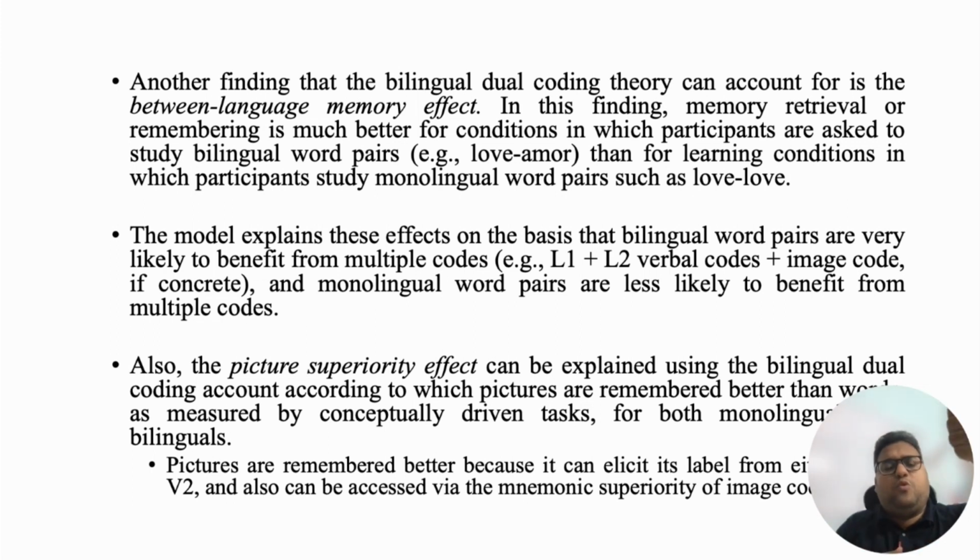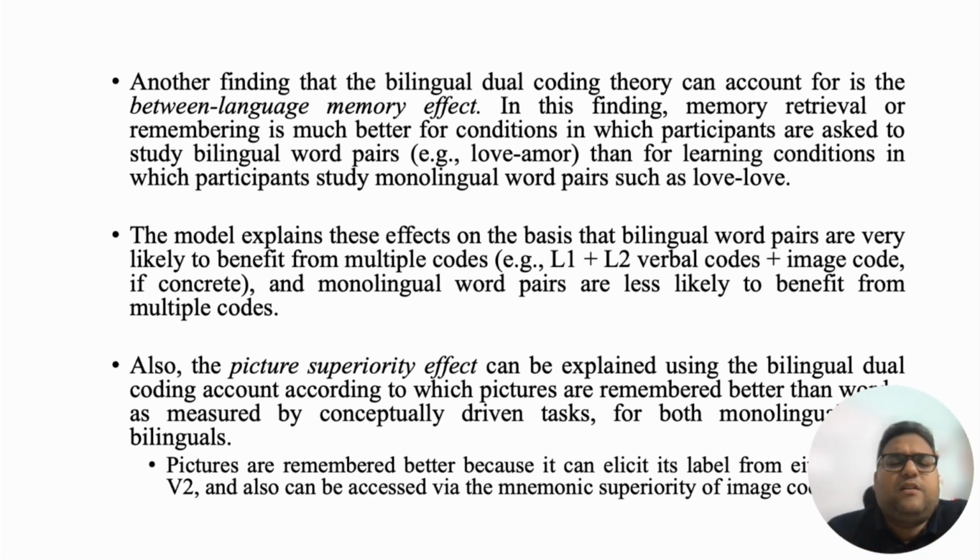Say they will have a code in the L1 verbal system, as well as the L2 verbal system, and both of which will be mapped to the image code as well. Monolingual word pairs are less likely to benefit from multiple codes because they will have a single code, and therefore the between-language memory effect will be much stronger, and words that have candidates in both verbal systems will be recalled faster and better.